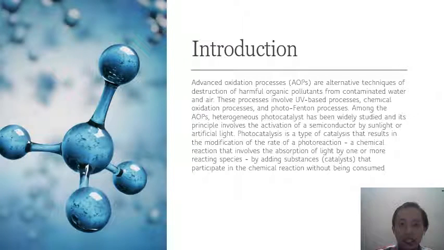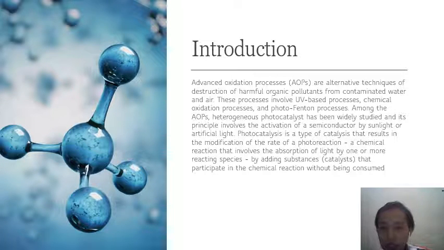Alright, the advanced oxidation process is an alternative technique used for destruction of harmful organic pollutants from contaminated water and air. This process involves UV-based processes, chemical oxidation processes, or photo-Fenton processes. Among the advanced oxidation processes, heterogeneous photocatalysis has been widely used and studied because its principle involves the activation of a semiconductor by sunlight or artificial light.